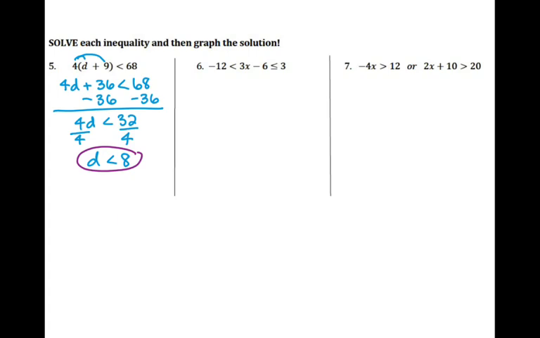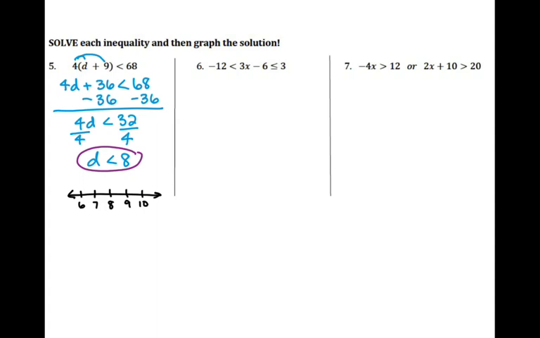So now I'm going to take that and graph it on a number line. I'm going to go ahead and put my 8 right in the middle. I'm going to add some numbers on both sides. That way I can see what's really happening to my inequality. And when I do graph this, I need to pay attention to whether I'm going to have an open circle or a closed circle at my number 8.